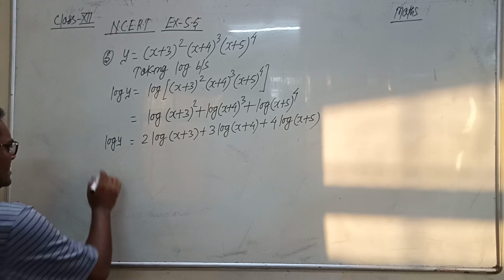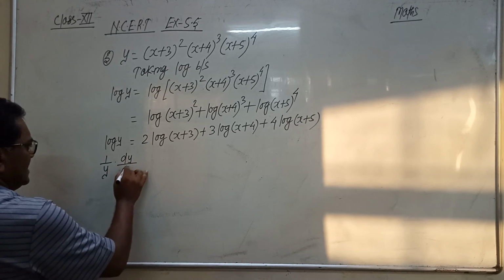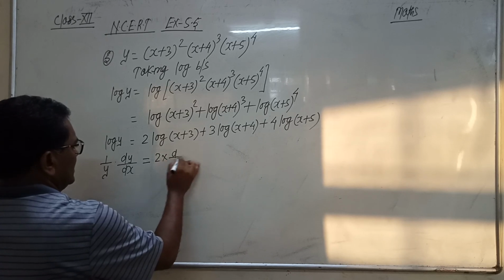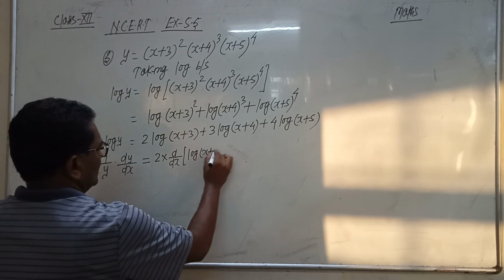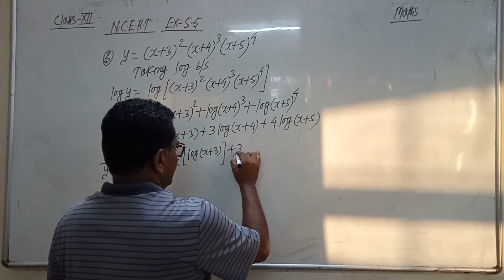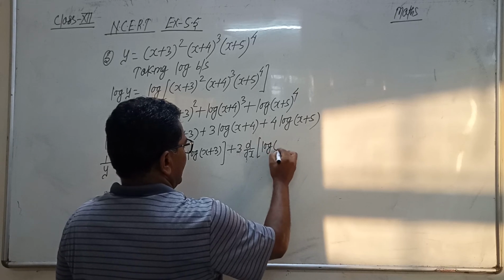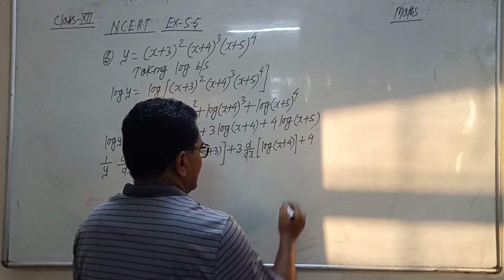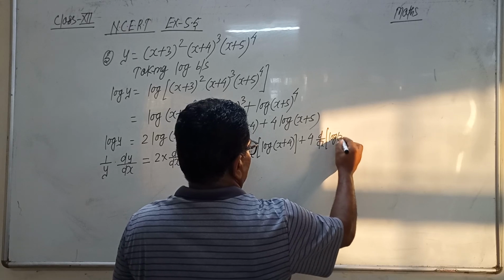Differentiate both sides with respect to x. So differentiation of log y is 1 by y, and differentiation of y is dy by dx. 2 into d by dx of log (x plus 3), 2 is constant taken outside, plus 3 is constant taken outside, d by dx of log (x plus 4), and plus 4 taken outside, and d by dx of log (x plus 5).